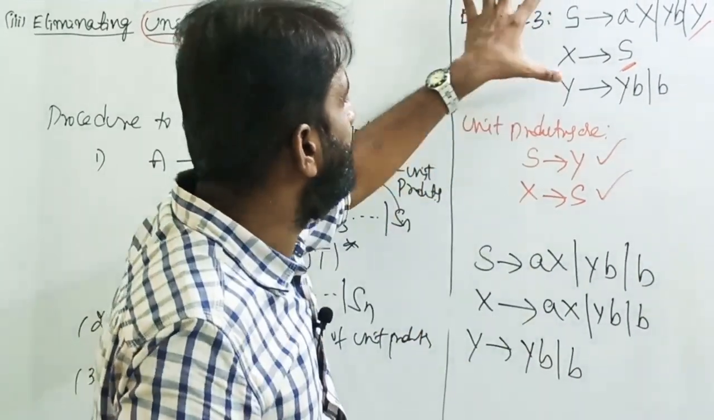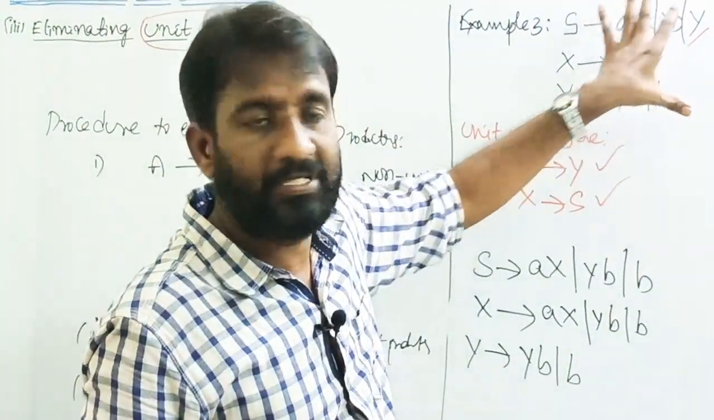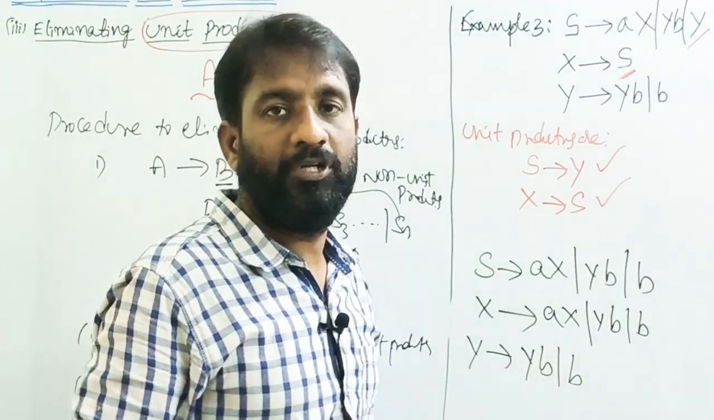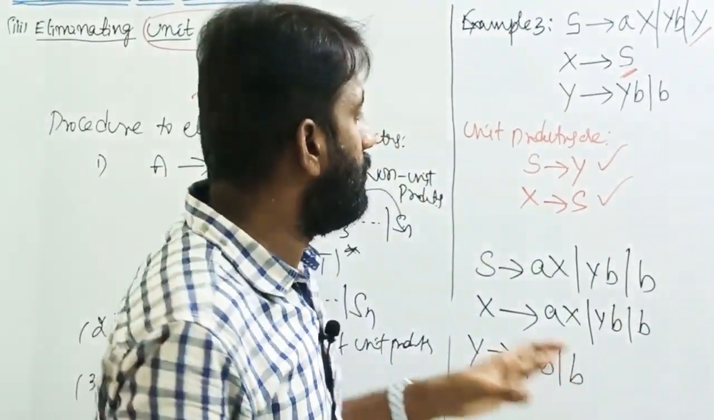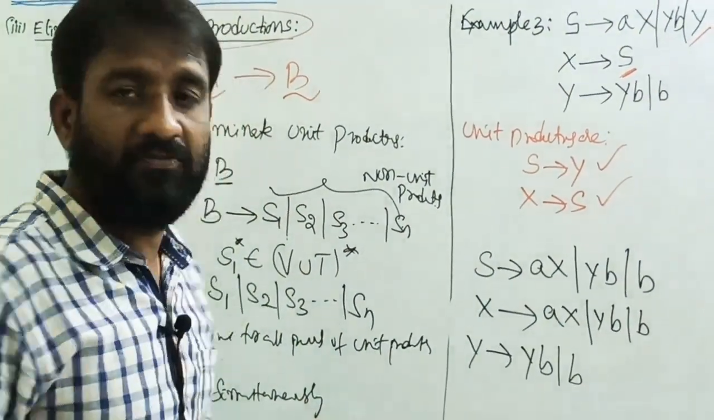So this is the grammar with unit productions, and this is the grammar without unit productions. Okay, so this is all about how to eliminate unit productions from the grammar.